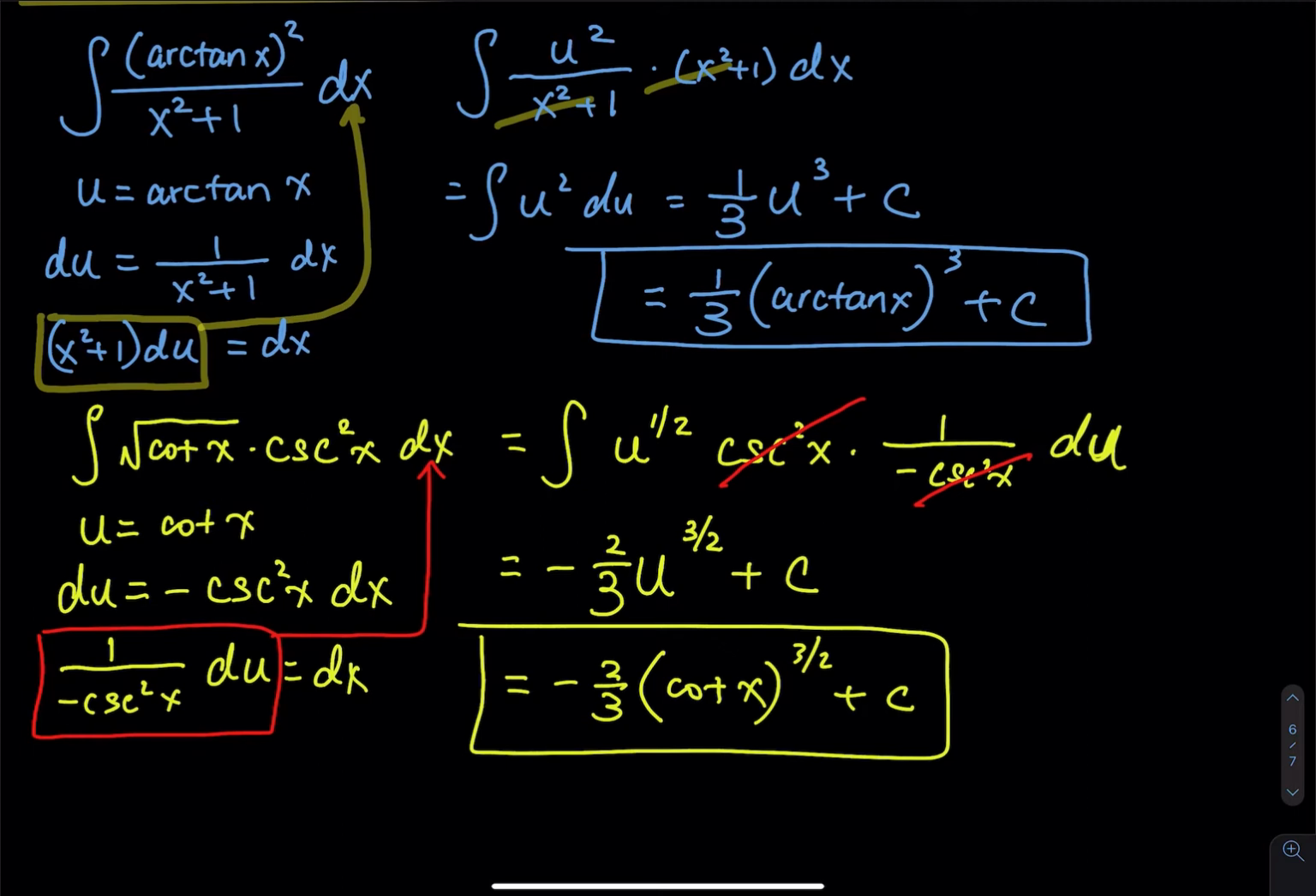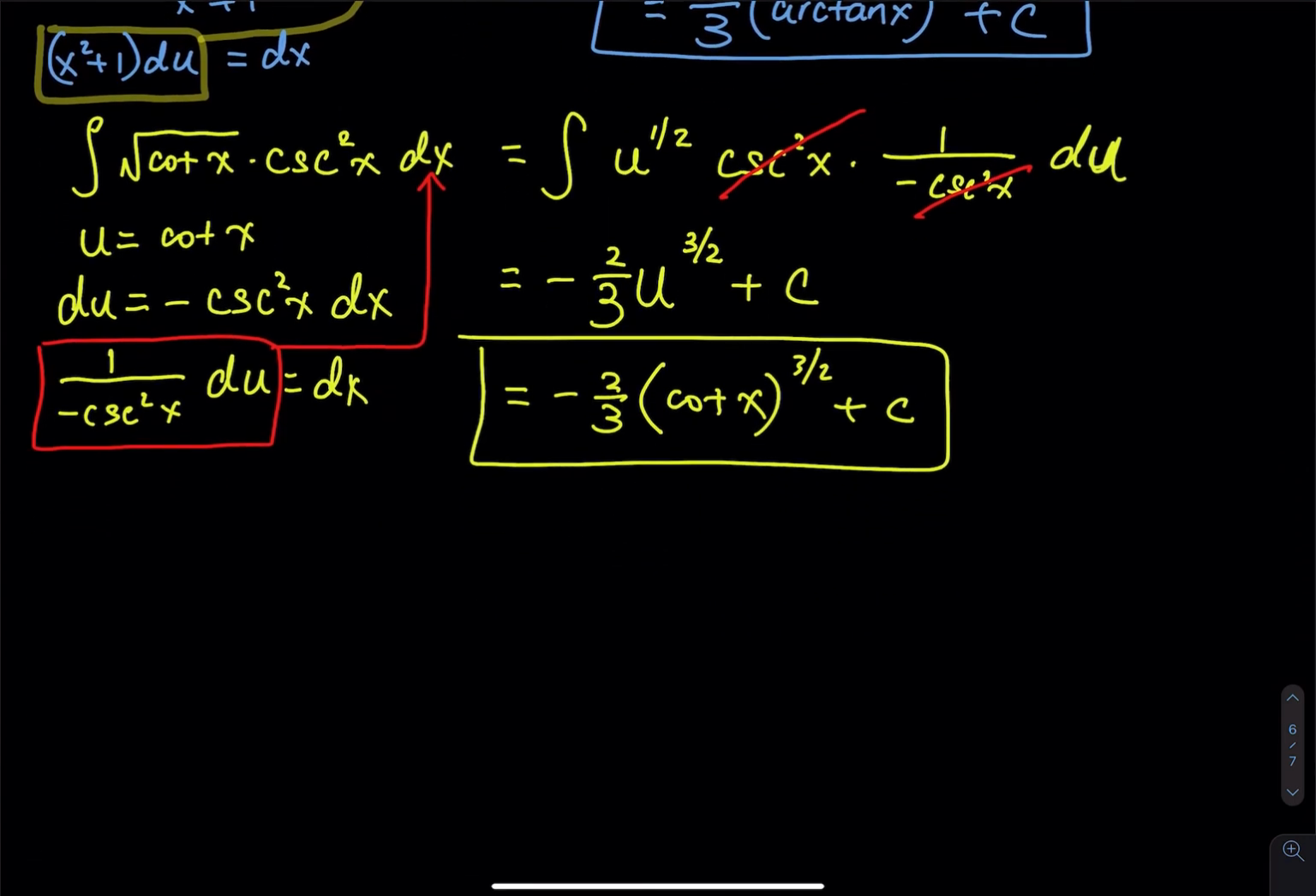Moving on to the next one. I hope that you already copied the 6 integrals down. So I'm going to move on to the next one. The next one is the integral of sine of 2x divided by 1 plus cosine square x dx.